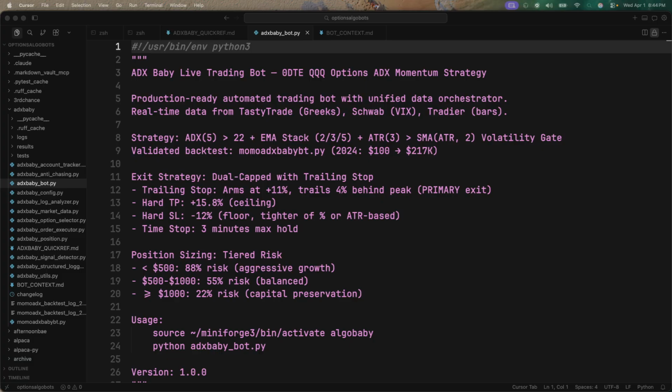I'm super excited about what I have planned for y'all today. We're going to be breaking down some of our option algo bots, and the first one we're going to do is ADX Baby. ADX Baby is an option algo bot that trades 0 DTE options. These are option contracts that expire the same day, and this bot trades QQQ. QQQ is the top 100 tech companies within the NASDAQ.